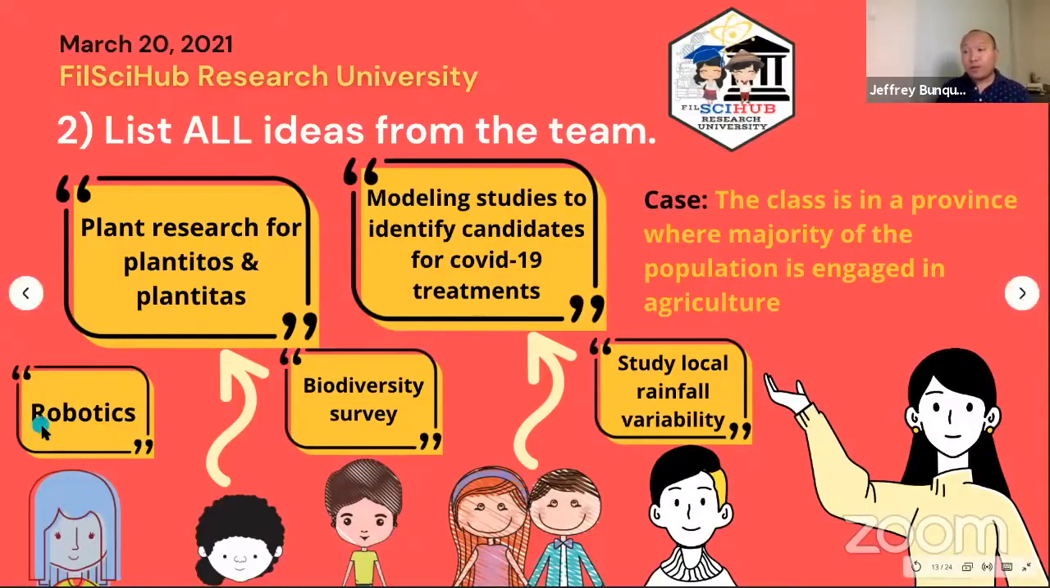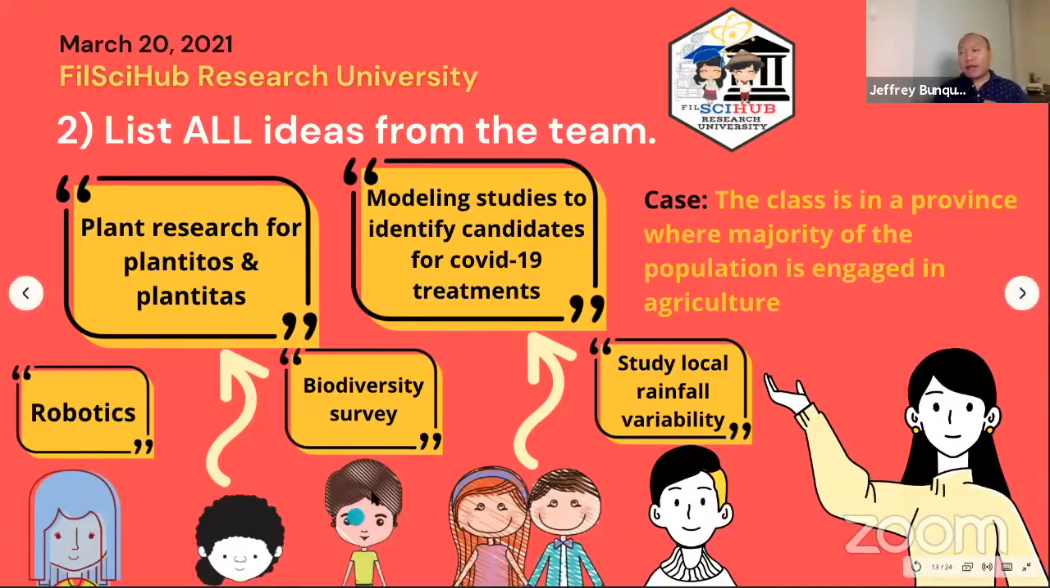So for example, one of them proposed a project on robotics. Na napaka-general yung pagkakasabi, robotics. Yung second student naman, she said, oh yeah, I would like to perform plant research for plantitos and plantita. So medyo, ito specific po, kasi research about plants, and then, specific rin po yung demographic na target. She actually would like to perform research na relevant sa mga tao who are interested in planting vegetables like in their gardens or ornamental plants.